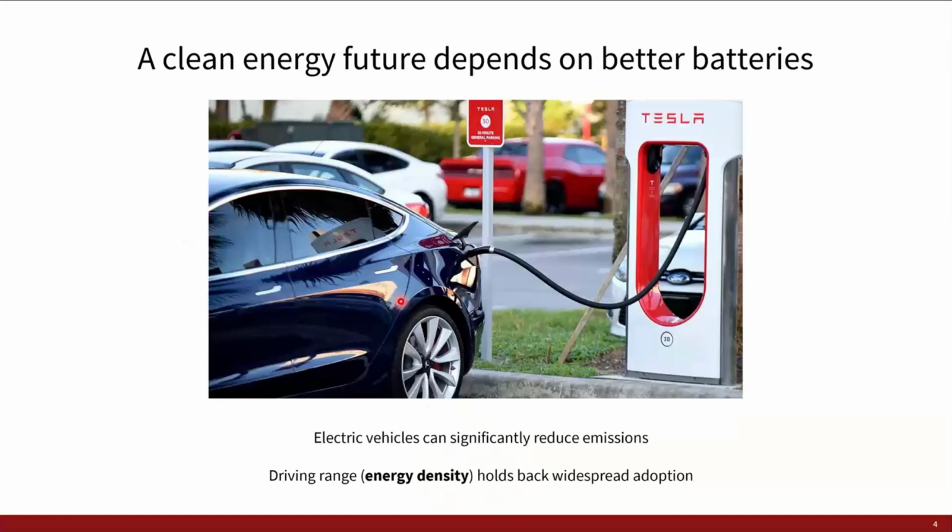Batteries are extremely important for our clean energy future, especially for the decarbonization of the transportation sector through the electrification of personal transportation, that is, the use of electric vehicles. These electric vehicles can significantly reduce our carbon emissions, but the main barrier for their adoption is their lack of driving range. That comes from the relatively low energy density of the lithium-ion batteries used in most electric vehicles today.